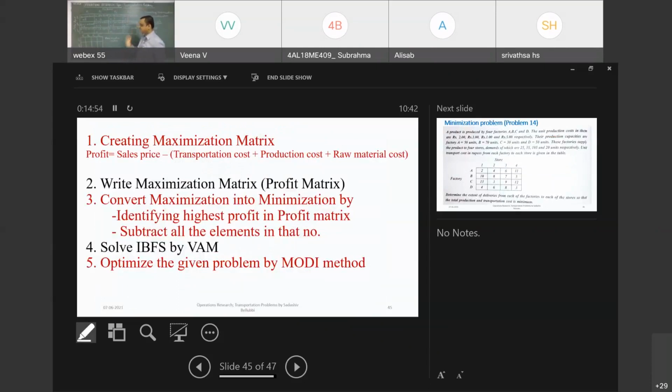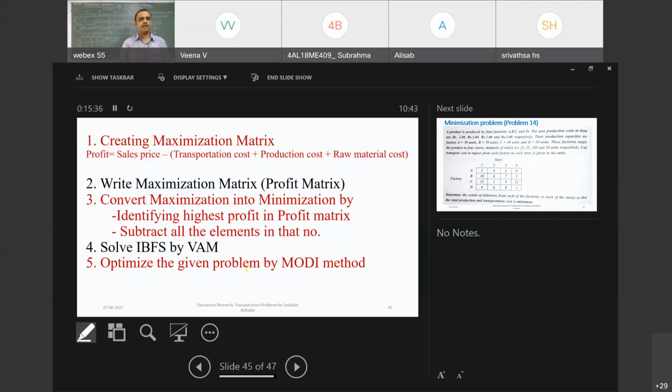Once we finish with the maximization matrix, then we can go for solving this problem, because in the last class also I explained clearly how to solve the maximization matrix. First, we need to convert from maximization into minimization. Once converted, we find the IBFS, initial basic feasible solution, by any method, but usually we go for Vogel's approximation method. This problem asks to optimize, so we must go for the optimization also.